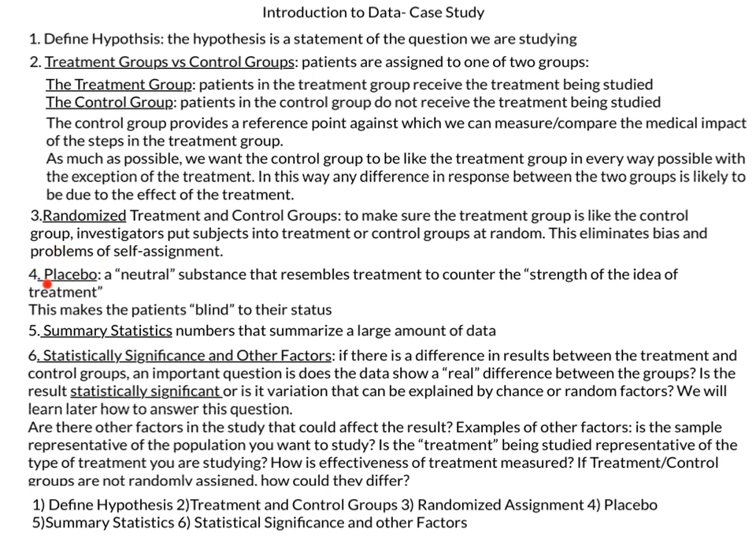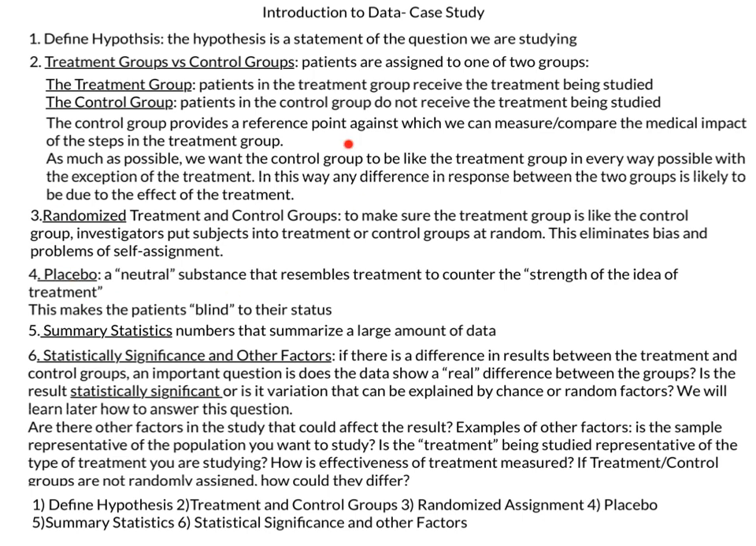Next, we talked about placebo, which is a neutral substance. In other words, it doesn't really do anything, but it resembles treatment to counter the strength of the idea of a treatment. Often people say the mind is a very powerful thing. We don't want the placebo effect of people thinking they've had treatment to be what helps them get better. This makes patients blind to their status as far as being part of the treatment or control group, because the control group receives the placebo, which looks exactly the same to them as the treatment.